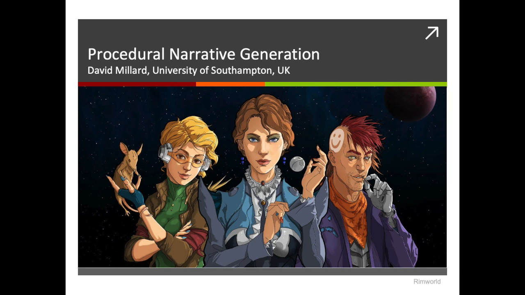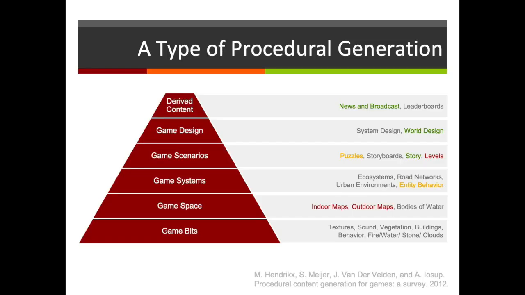Now in these videos we're going to be having a look at procedural narrative generation. And if you think back to the videos we did on procedural content generation, you can see that narrative generation fits towards the top of this pyramid. In particular, it fits in the game scenario space, particularly as applied to story, but also has elements of world design and, as we'll see, things to do with news and broadcast.